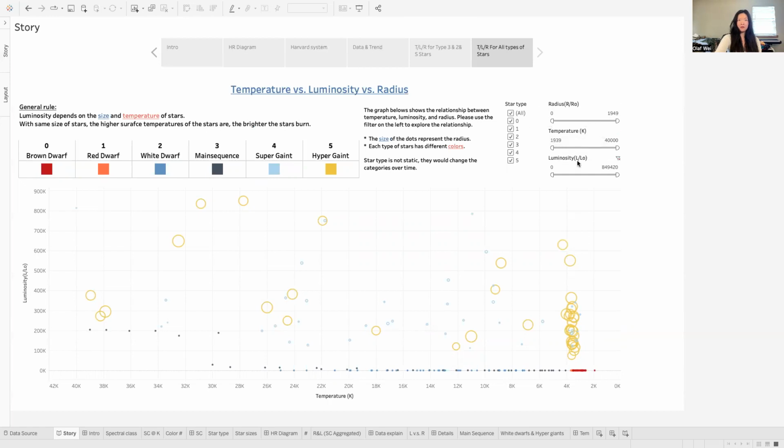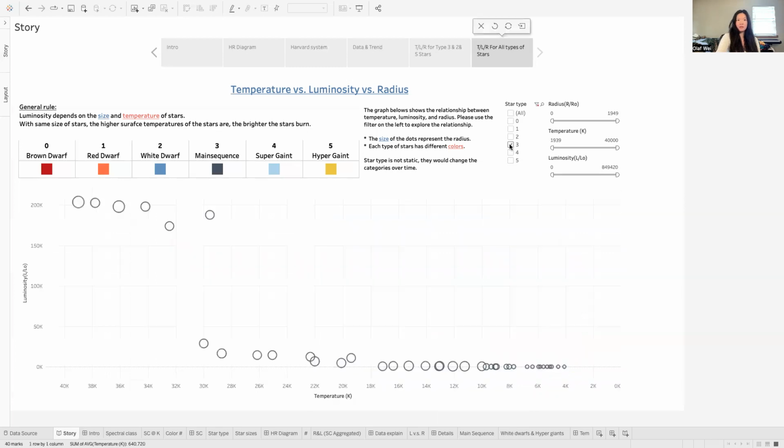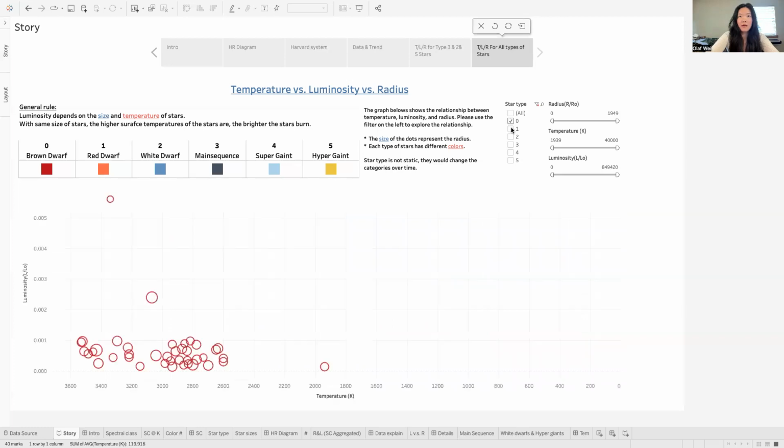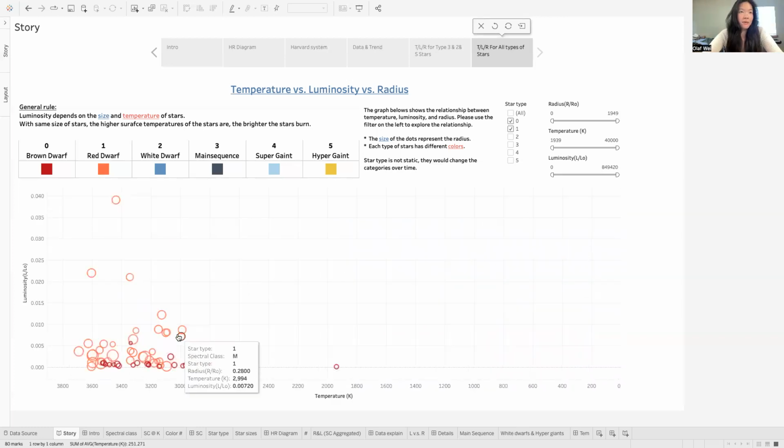There are 4 different filters for you to observe if this data set follows the trends. So let's say, because they're so tiny, we can remove the hypergiants. Let's say if you want to observe main sequence, so remove everything, only main sequence, then you can check out their information there on their tooltips. And then these are spectral class A to M. So these 2 are brown dwarfs and the red dwarfs.